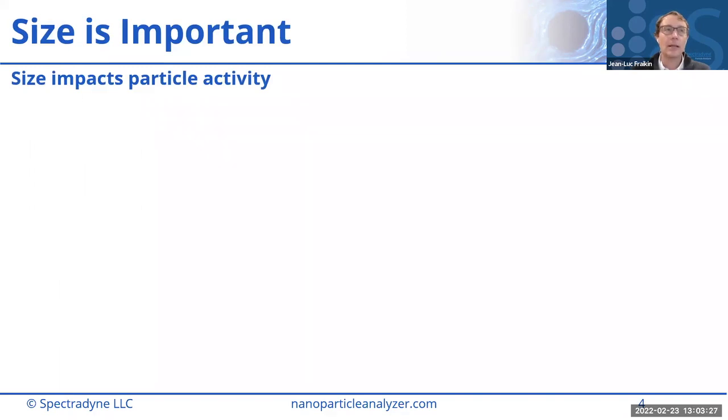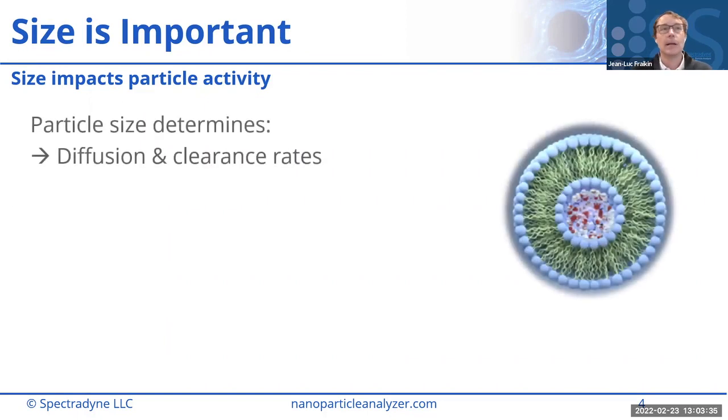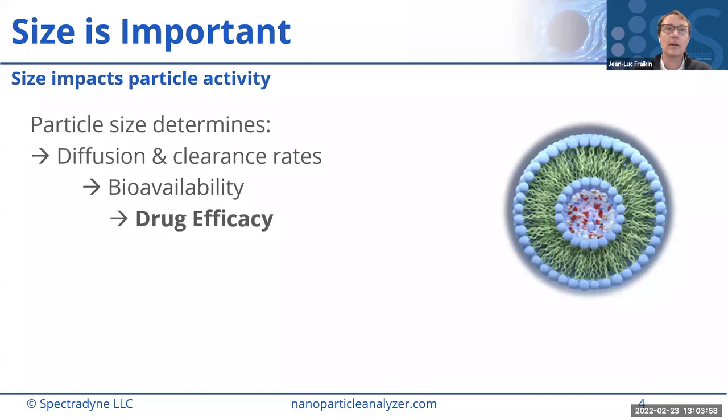Particle size is important essentially because it impacts the particle activity or power. Let me explain what I mean by that. Particle size determines the diffusion rate of the particle in a system, and so how quickly it can reach a target in a drug delivery situation, for example, and also impacts the clearance rates of these particles from a biological system, right? So as such, the particle size determines the bioavailability of a drug, as an example, and ultimately it has a significant impact on the drug efficacy, how well it performs the task we're asking it to do when it's administered.